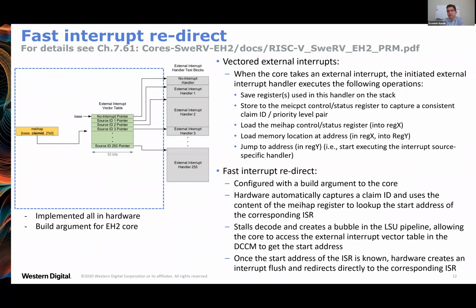with this kind of architecture, we got the ISR latency down to maybe 3 clock cycles. So if you're executing at 1.2 gigahertz, we are looking at 1 to 2 nanosecond latency in the interrupt. This is implemented only in hardware, and it's a build argument for the EH2 core. So you may or may not want to use it depending on the use cases.